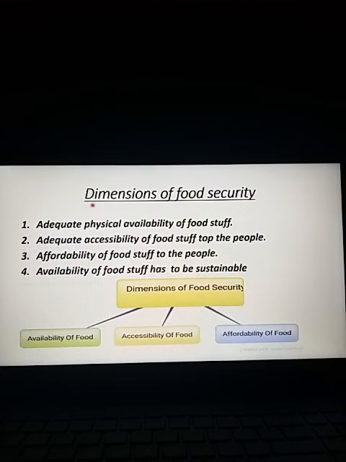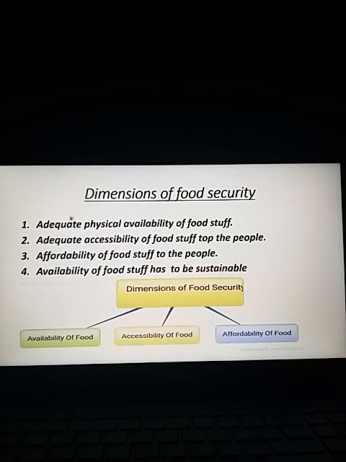Here, dimensions of food security is there. We need to know clearly the dimensions of food security. So far we have learned those three terms: availability, accessibility, and affordability. Along with this, one more term, sustainable, has been given. Let us focus and learn this. Food security has mainly three dimensions plus the next one, sustainable.